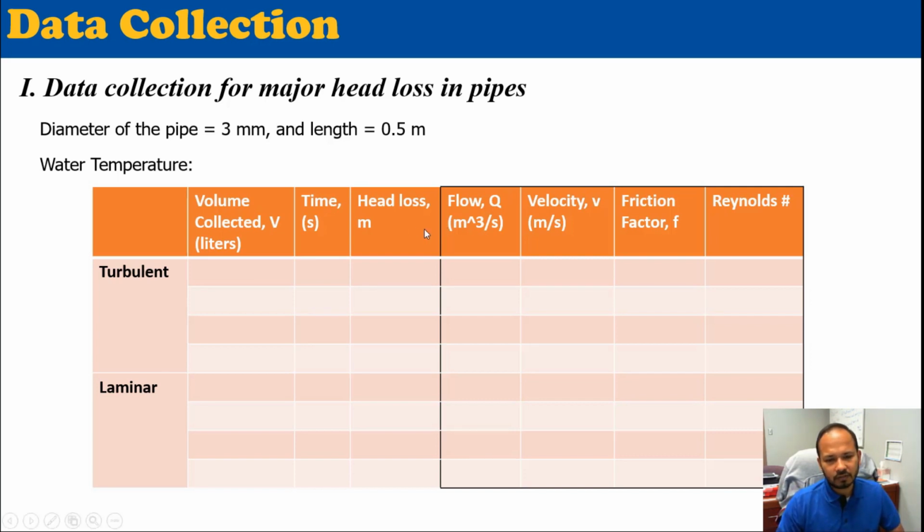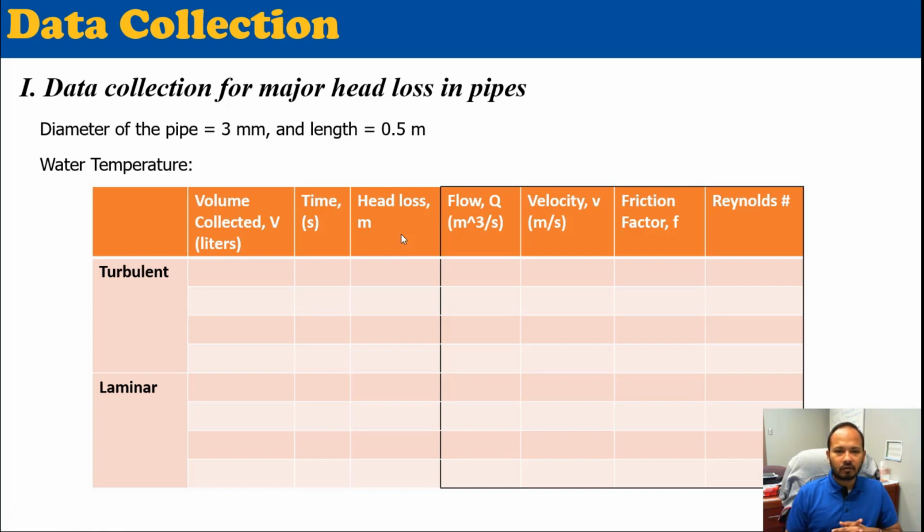So the data collection we have to do for turbulent flow and laminar flow. For each type of flow, we have to collect the volume of water that passes over a certain period of time. That will give us the flow, Q. And from there, we know the cross section. We can find the velocity. And we're going to measure the head loss using the manometer.